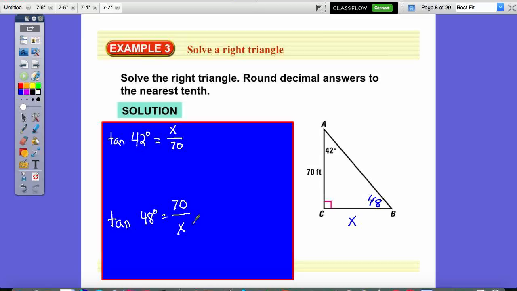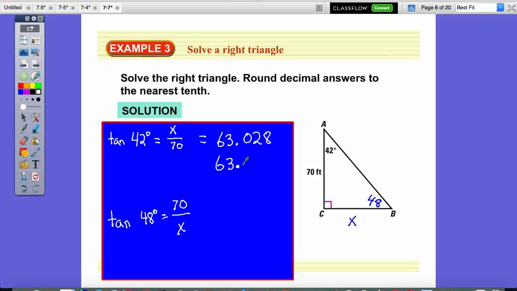So in my scientific calculator off screen, I am going to put in 42 tangent, which is 0.9004. I'm going to multiply that by 70, and I get 63.028. I'm going to round that, since it says round to the nearest tenth.